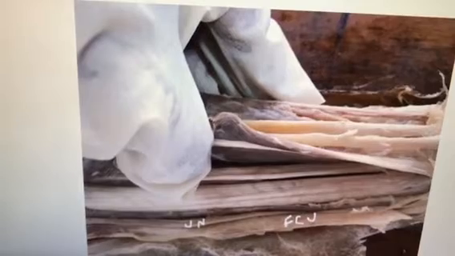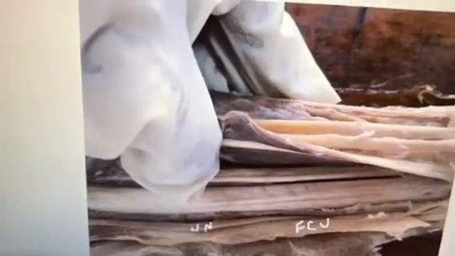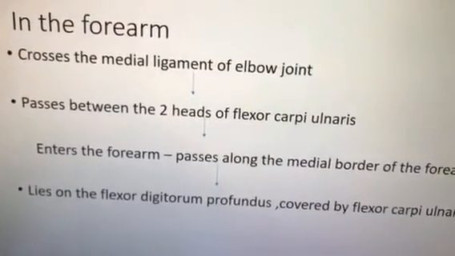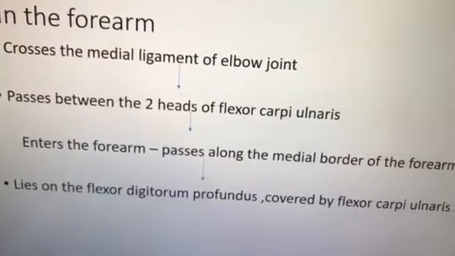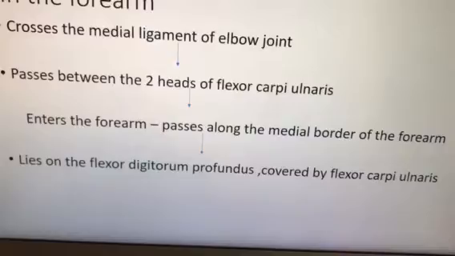In the forearm, how does it go? It passes between the heads of the flexor carpi ulnaris and enters into the forearm. In the forearm, you can see nicely, flexor carpi ulnaris you can see here, and this is flexor digitorum profundus. It lies on the profundus and is overlapped by the flexor carpi ulnaris. It lies like this, and then crosses the medial ligament of the elbow joint, passes between the two heads of the flexor carpi ulnaris, enters the forearm, passing along the medial border. That we have all seen.